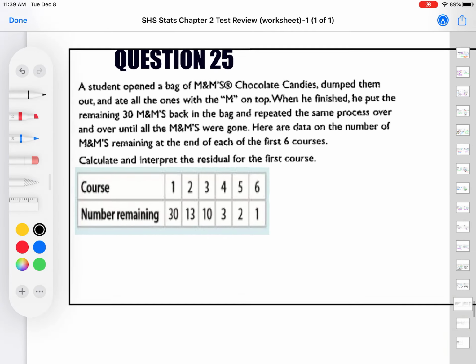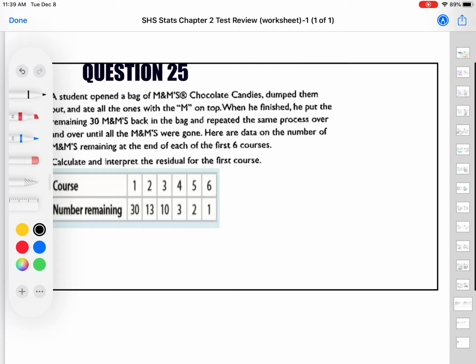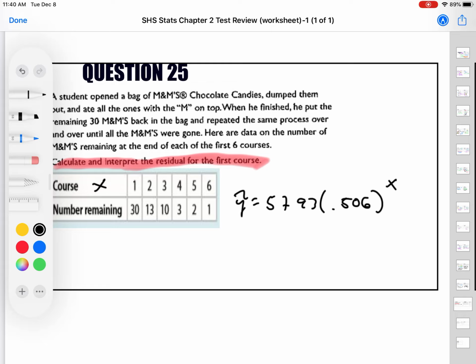Okay. Calculate and interpret these residuals for the first 6 courses. Then it tells us to, here, let me highlight this part. Calculate the residual for the first course. Okay, so I'm going to take the equation from above. Y hat equals 57.93 times 0.506 to the X. Okay, X, first course means this. So they want an X value that is 1. X value that's 1. So that is 1.